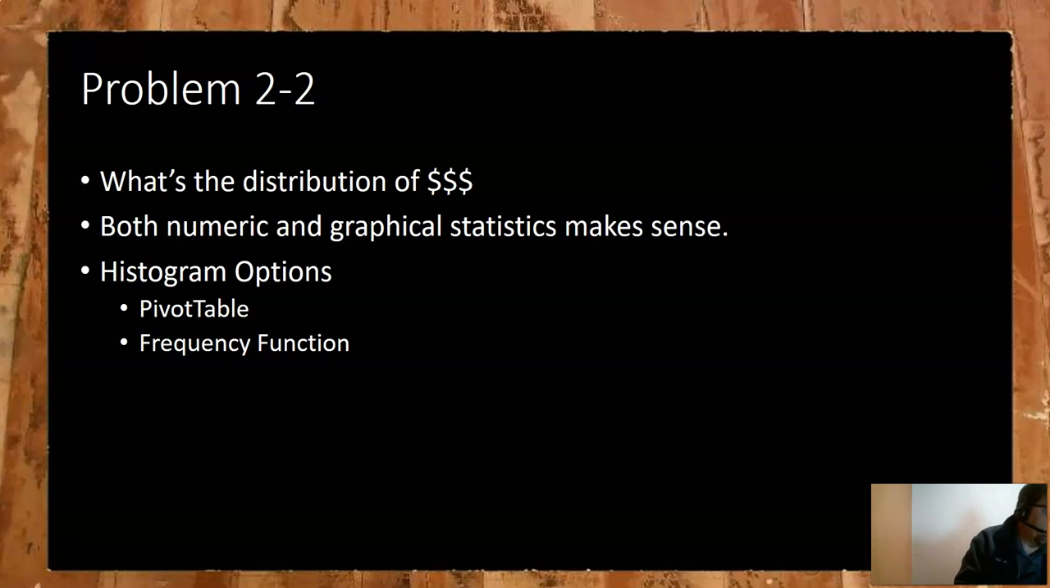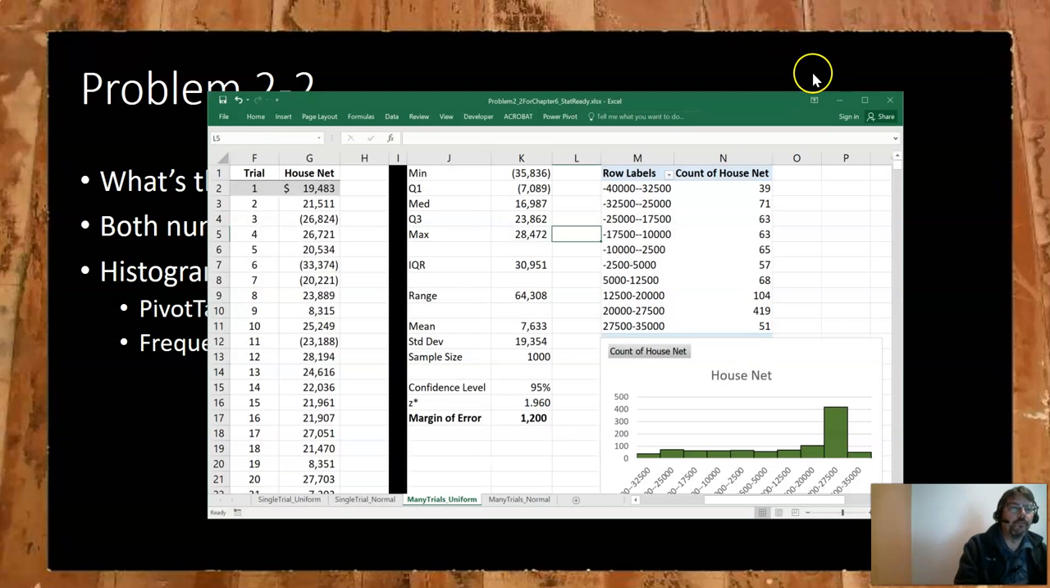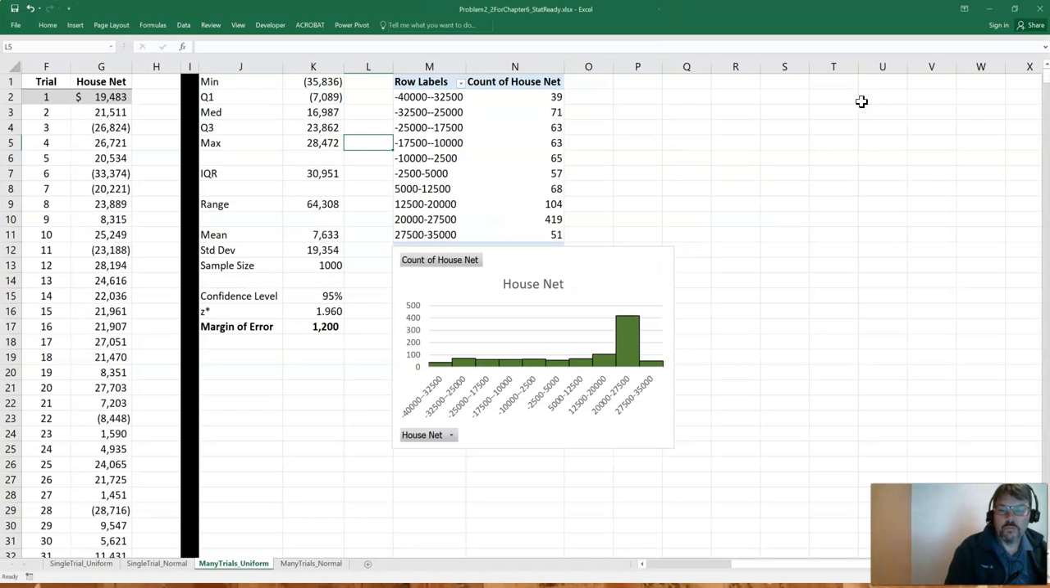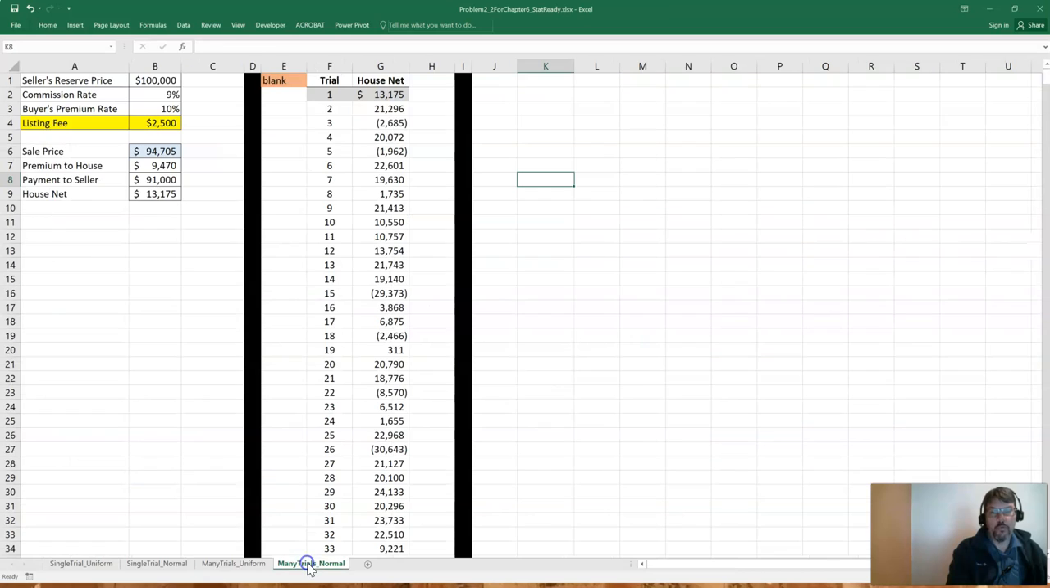What's the distribution of dollars? That's what they really want to know. And I've actually done part of it. And this is one of those situations, again, you probably want to have only one of these files open at a time, because there's a lot of recalculation going on and it's going to slow your computer down. As I said before, my computer probably has more memory than yours, so watch what happens.